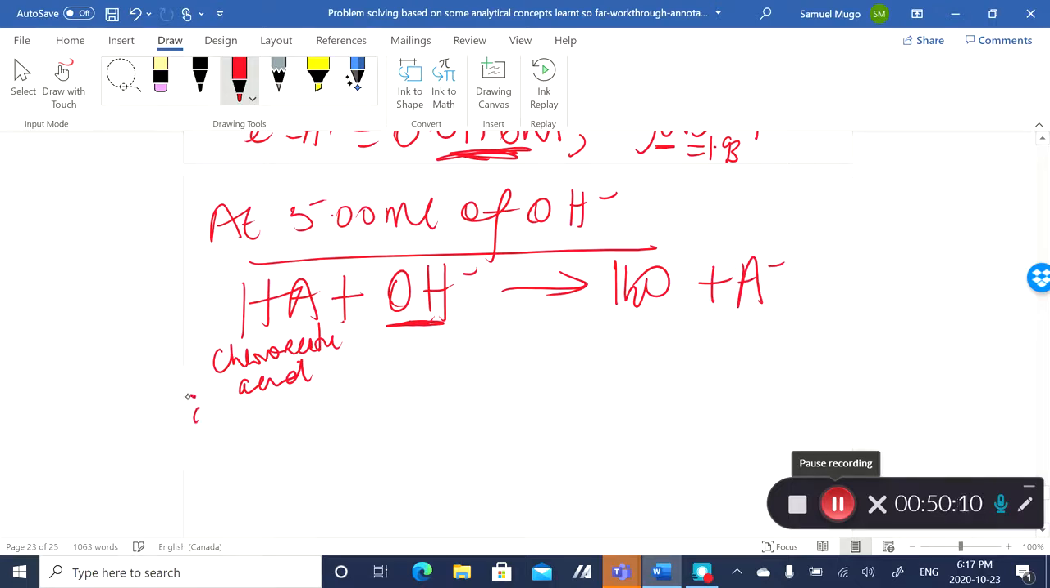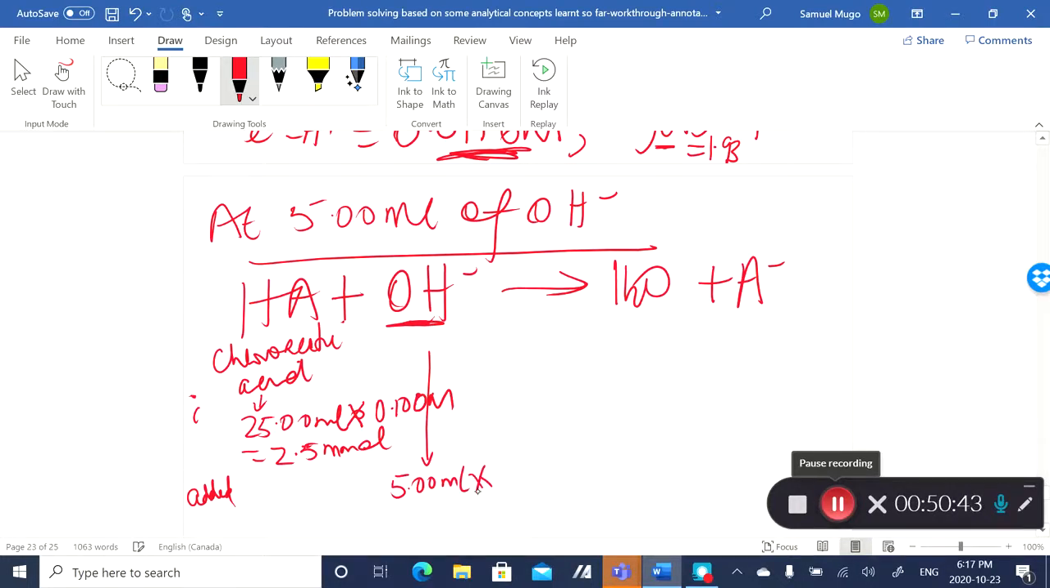And of course you can see initially what I had here was 25 ml of the sample times my concentration of 0.1, and so my number of moles was 2.5 millimoles. Now, how much have I added? Remember, I've added 5 ml of my titrant, and the concentration of the titrant is known. It has to be 0.5 millimoles.